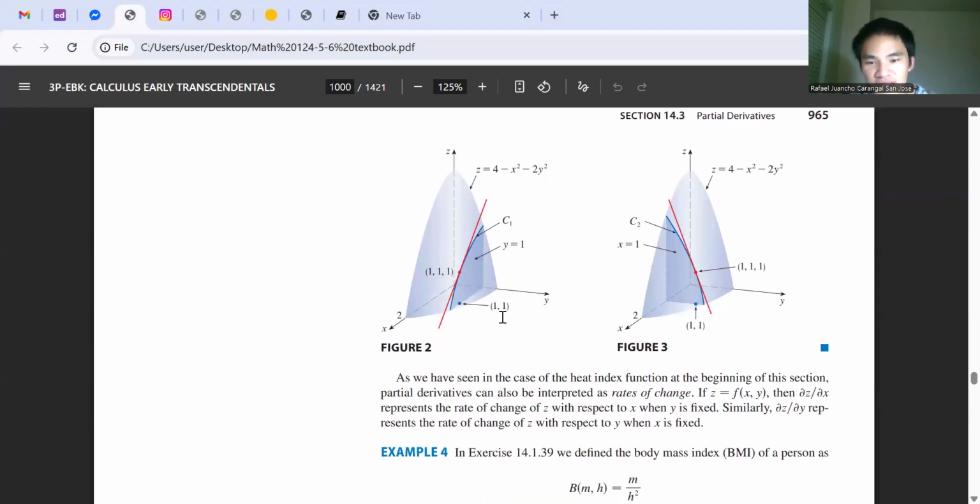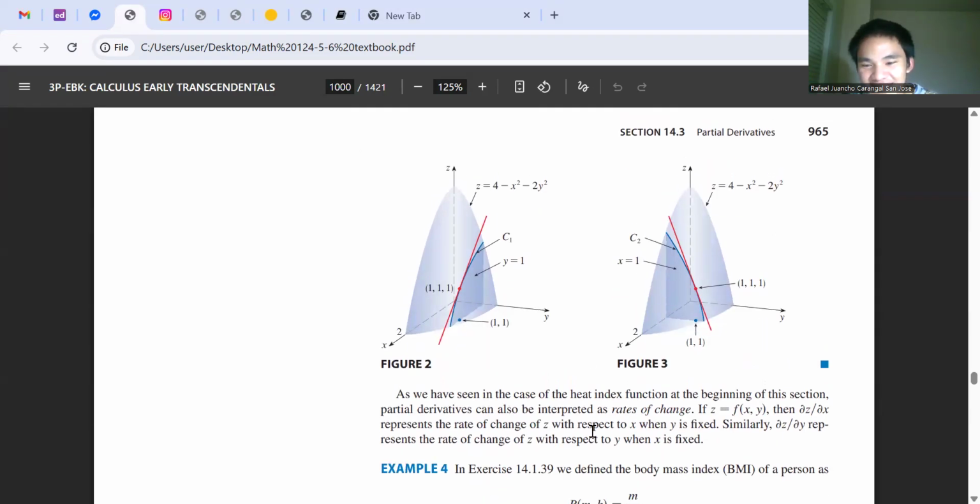So what in the world did I just say? So let me just take a screenshot of that picture. But all I'm saying, okay. So here's the paraboloid. Here's our 3D space. Here's the point 1, 1, 1. Here's the point 1, 1. We took its partial derivative with respect to x and y. So this is with respect to x. And then this is with respect to y.